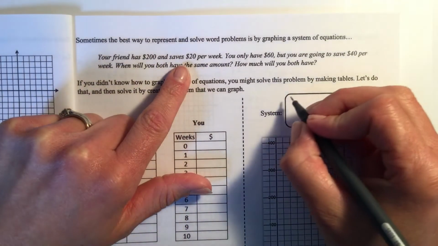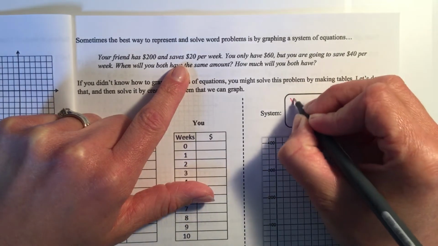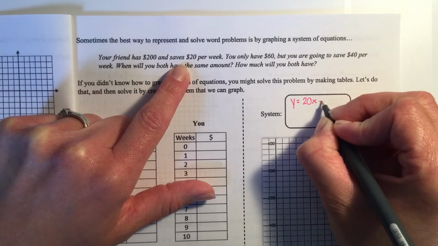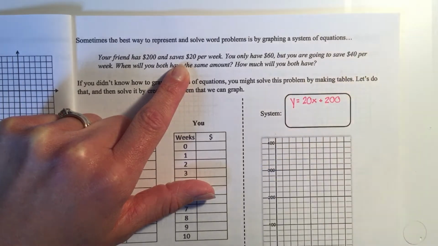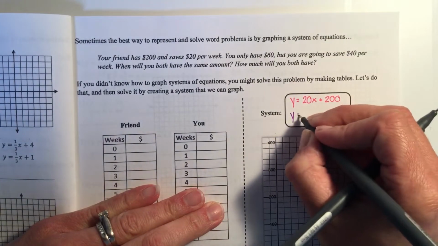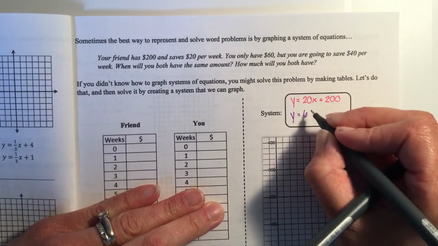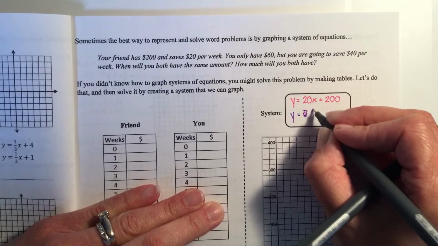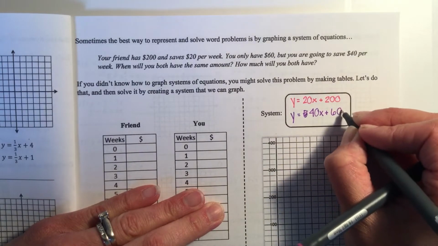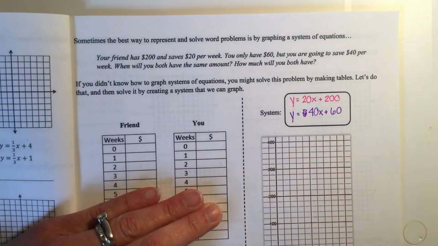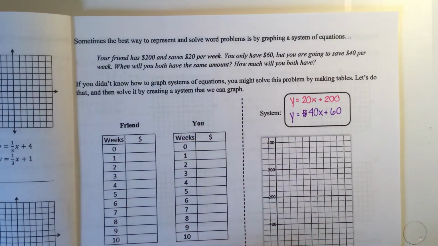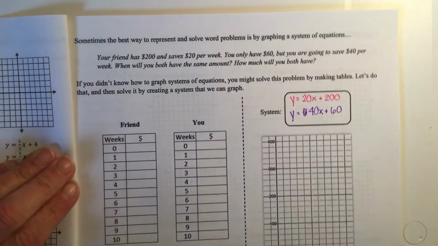So if I were going to write an equation for your friend, I would say that they're going to save $20 a week and they started at $200. And if I were going to write an equation for you, I would say that you're going to save $40 a week, and you are only starting with 60. So you could probably go and graph those 2 points. I'm also going to fill out the tables just to show you the differences here.